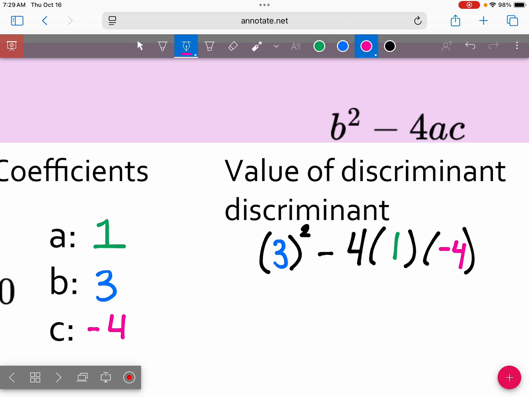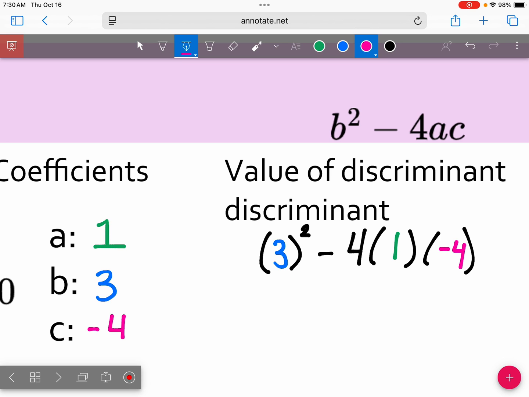I almost always am going to color code, and I pretty much always put B as blue just because it works for my brain. So make sure when you're substituting pieces in, you get things in the spot where they're correctly labeled. And then we're going to simplify this as much as we can.